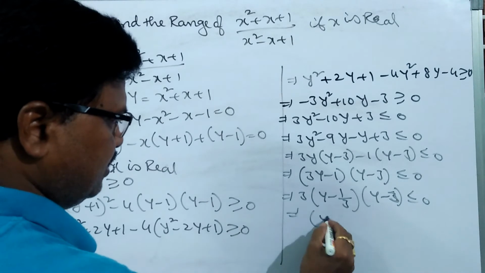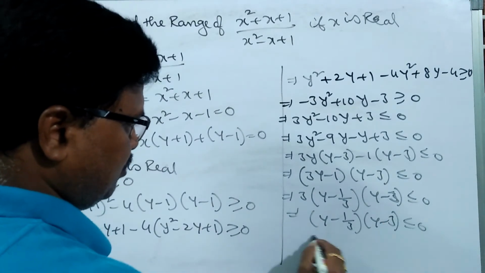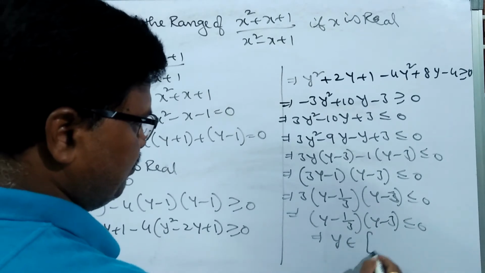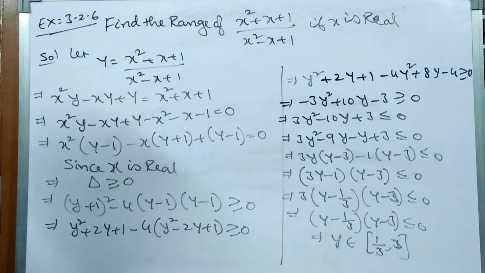Send this 3 to that side. (y − 1/3)(y − 3) ≤ 0. This implies y belongs to the closed interval [1/3, 3]. So it is the same model problem, that's why I am going a little bit fast. So that is the range of the given expression. Note down, all of you.